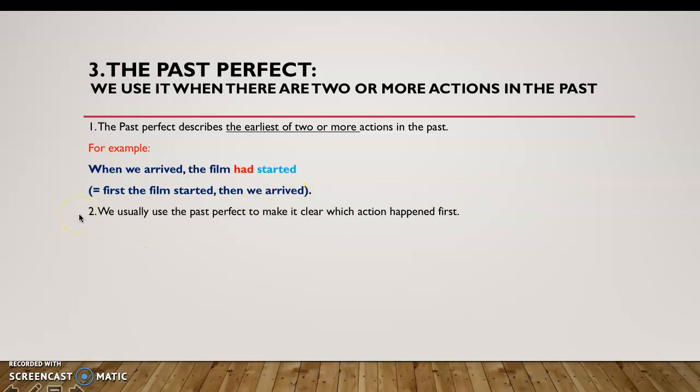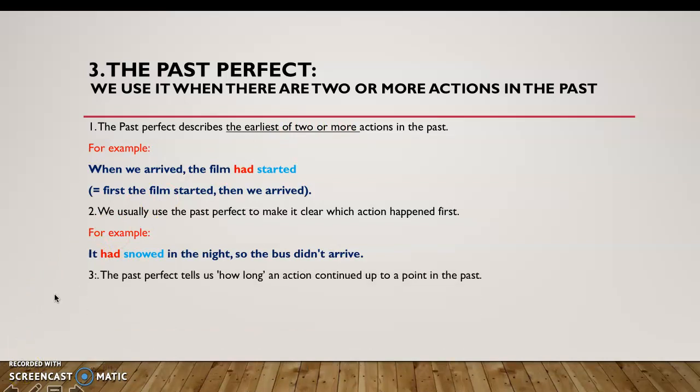Let's have a look at another example. We usually use the past perfect to make it clear which action happened first. For example, it had snowed in the night, so the bus didn't arrive. It had snowed in the night, and after that, the bus didn't arrive. This is what happened first. This is the earliest of two or more actions in the past.